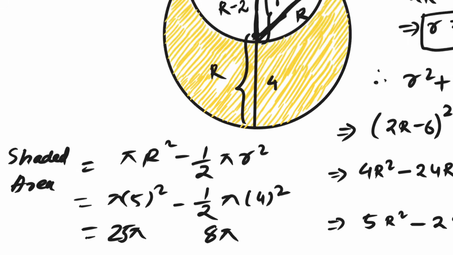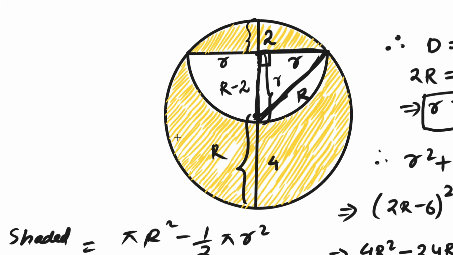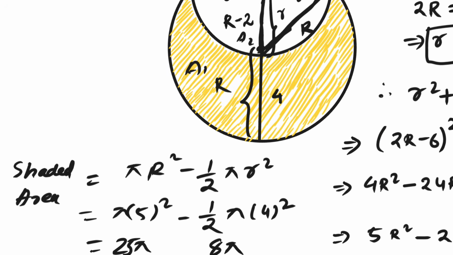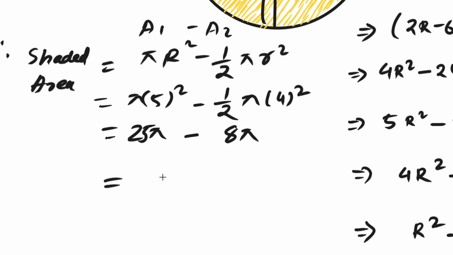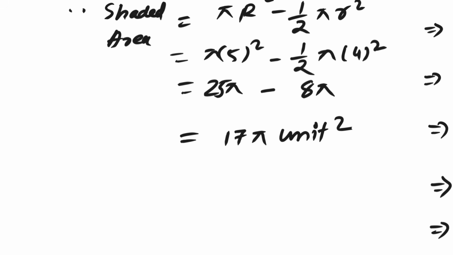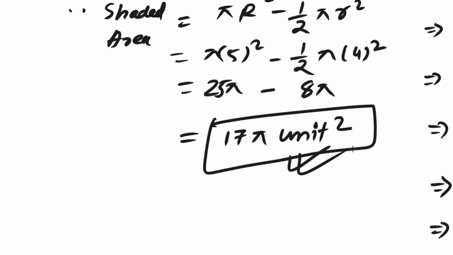The shaded area is the area of the large circle minus the area of the semicircle. Therefore, the shaded area equals 25 pi minus 8 pi, which simplifies to 17 pi. So the final answer is 17 pi square units.